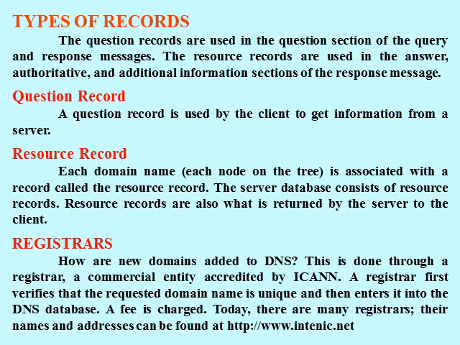The server database consists of resource records. So DNS has a database, and that database contains the different records. Resource records are also what is written by the server to the client. That means the resource record has an additional facility: it records the activities done by the server for the client, that is, whatever responses have been given by the server to the client for their questions or queries. This will be recorded in the resource records.